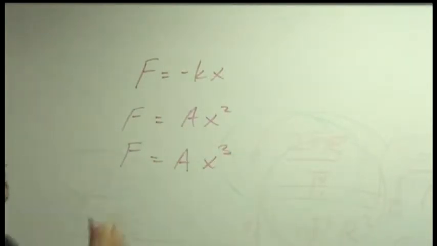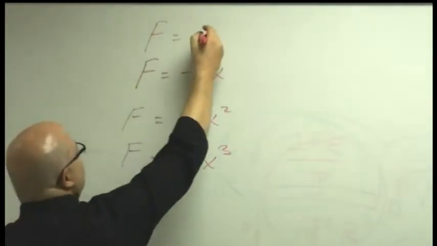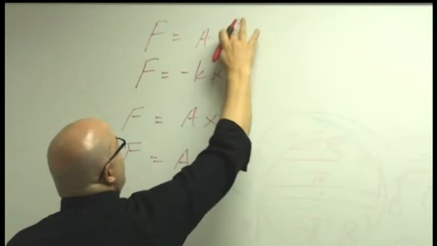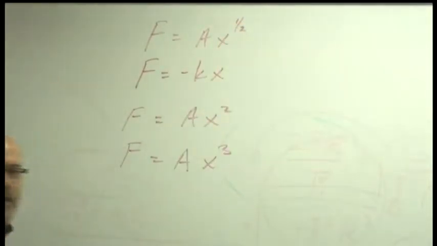Nice. And sometimes on the test they'll do this. Oh, to the 1/2. You'll see crazy things, or maybe to the 2/3 power or something like that. It's a nonlinear spring. So what does it look like?